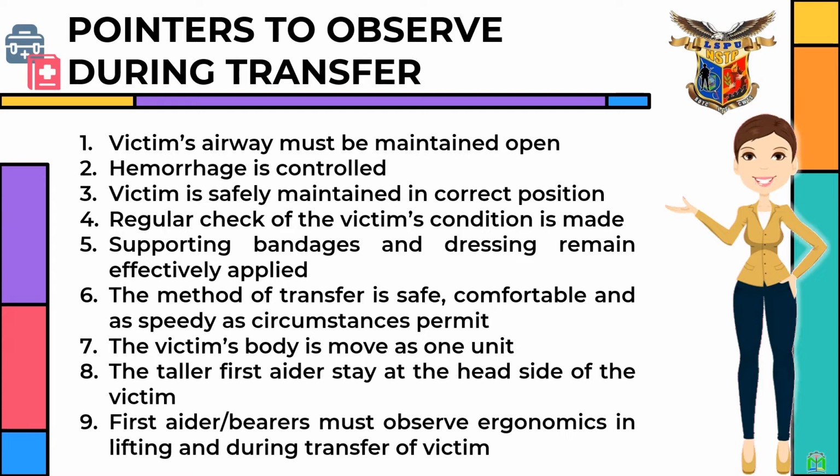Pointers to observe during transfer. 1. Victim's airway must be maintained open. 2. Hemorrhage is controlled. 3. Victim is safely maintained in correct position. 4. Regular check of the victim's condition is made. 5. Supporting bandages and dressings remain effectively applied. 6. The method of transfer is safe, comfortable and as speedy as circumstances permit. 7. The victim's body is moved as one unit. 8. The taller first aider stays at the head side of the victim. 9. First aiders, bearers must observe ergonomics in lifting and during transfer of the victim.